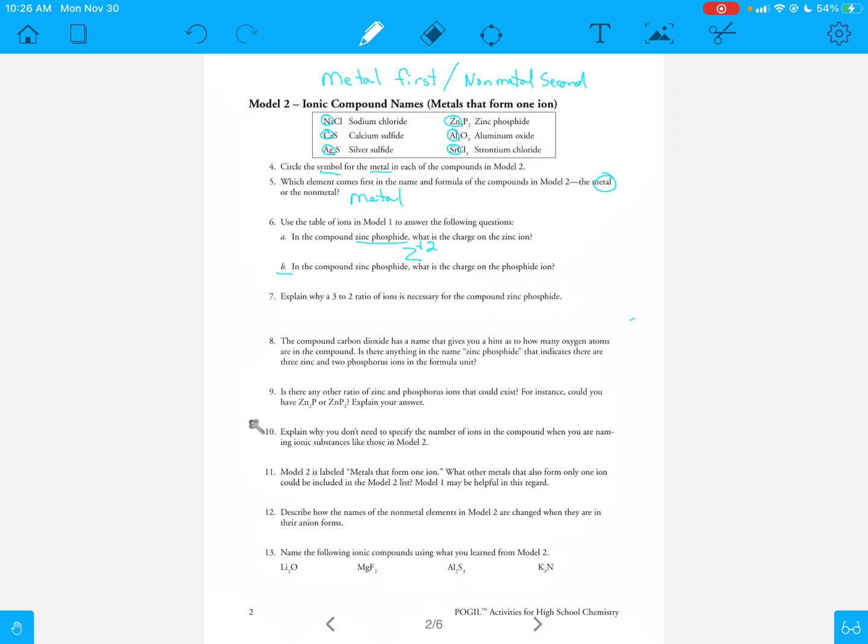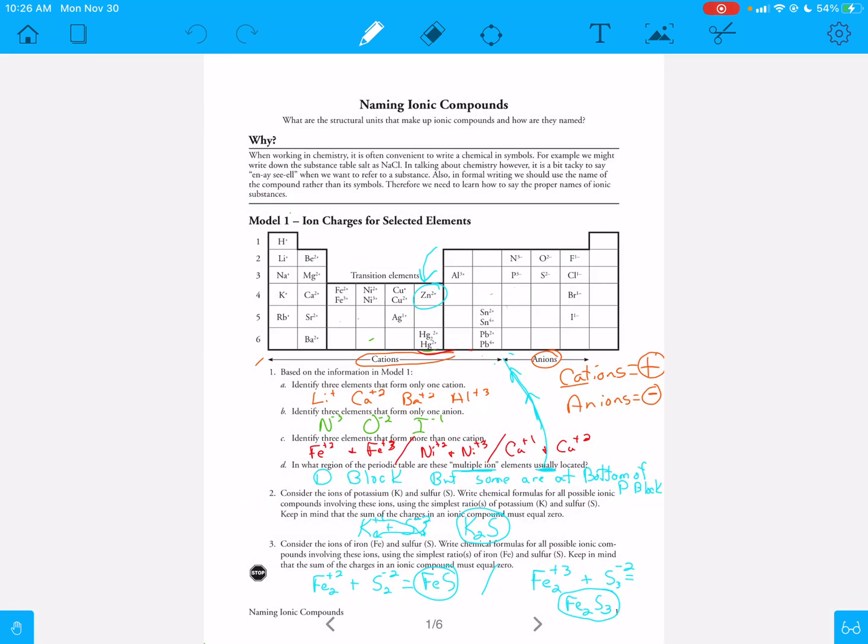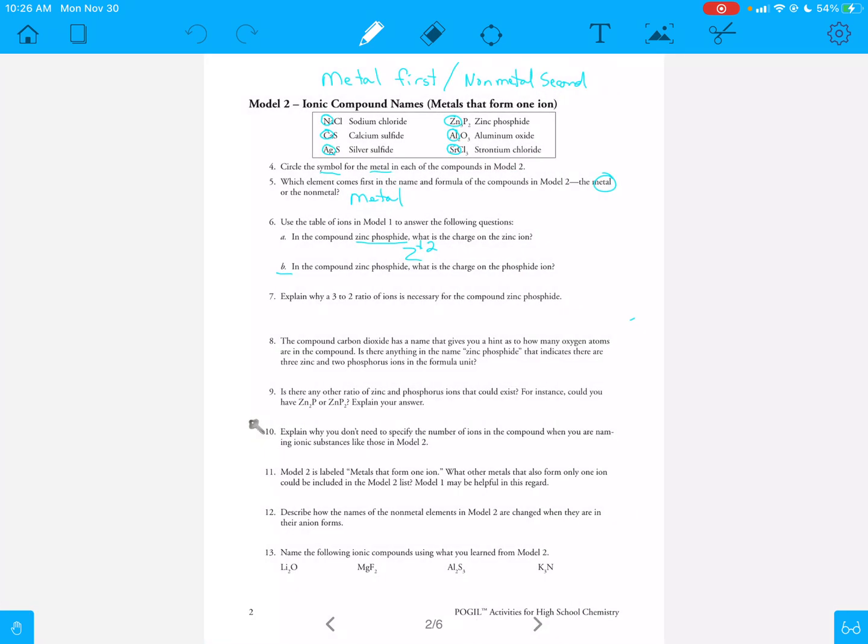Right here it says in the compound zinc phosphide, what is the charge on the phosphide ion? Well, again, let's go back to the chart on the other page. And phosphide is right here, okay? And the charge on it is going to be a -3. So let's come back over here and put that in. It's going to be phosphorus with a -3 charge.